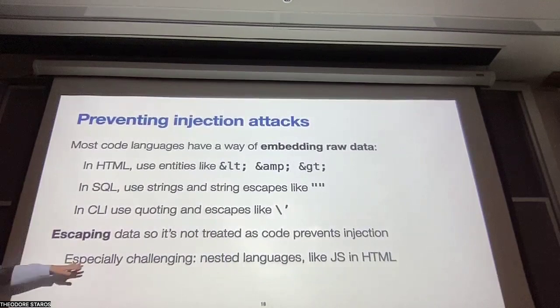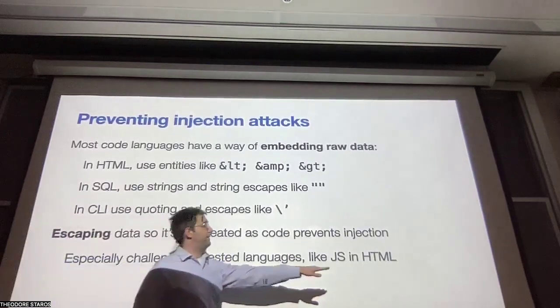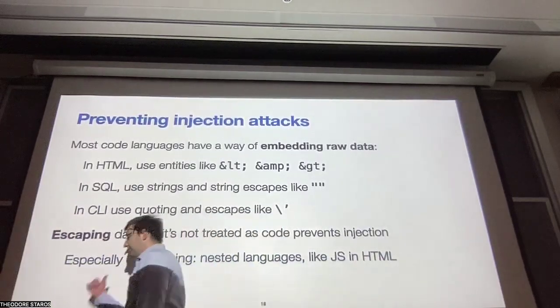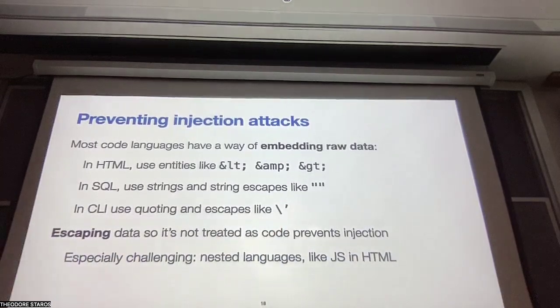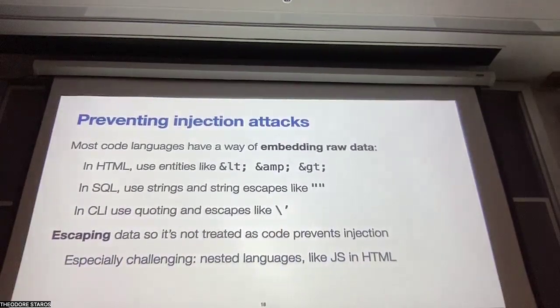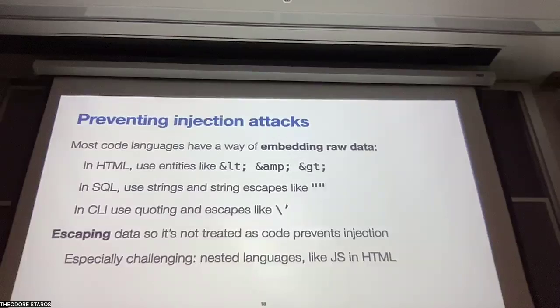Sometimes you have nested languages, like JavaScript code that's embedded in HTML code. This was an injection bug I found in Dropbox while I was there. Then you have to escape it twice. You have to first escape it as JavaScript code and then as the embedded HTML code. You want HTML to treat it as data. And then when JavaScript executes it, you want JavaScript to treat it as data as well.